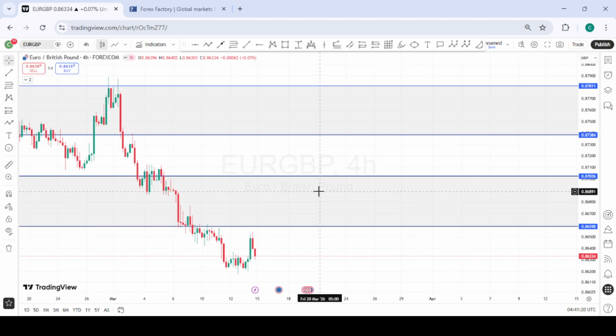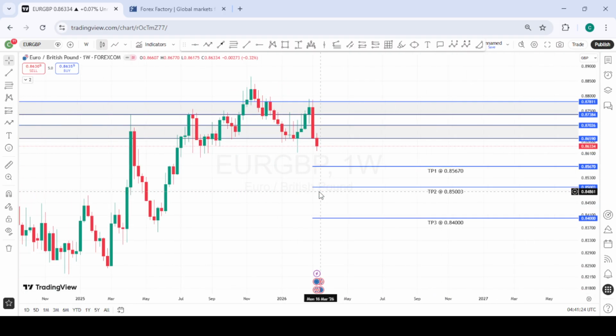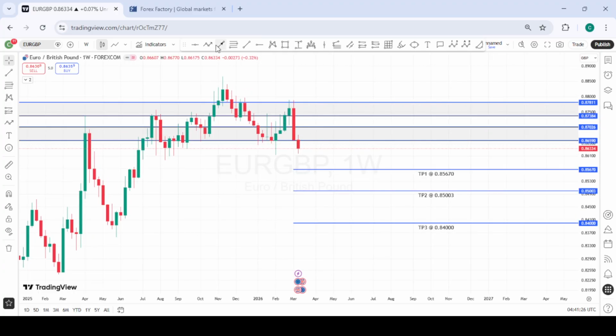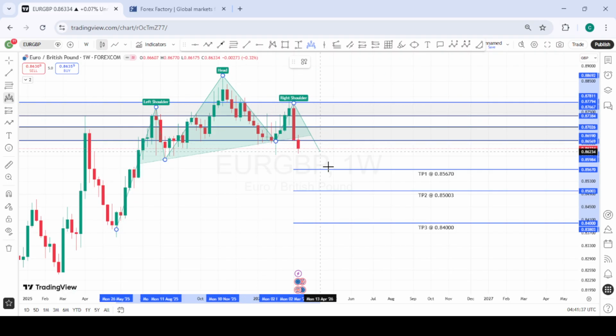We have EURGBP, and EURGBP is currently developing a head and shoulder formation, a very clean one. So this is the left shoulder, this is the head, this is the right shoulder.